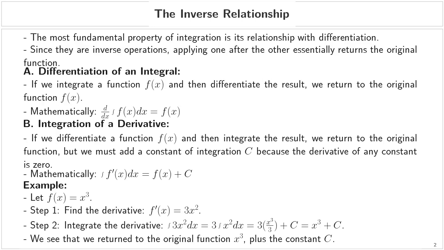Let's solidify this with an example. Let's say our original function, f of x, is x cubed. Step 1, we find the derivative of f of x. The derivative of x cubed is 3x squared. Step 2, now we integrate this derivative, 3x squared. So, we have the integral of 3x squared dx. We can pull the constant 3 outside the integral, giving us 3 times the integral of x squared dx. Using the power rule for integration, the integral of x squared is x cubed divided by 3. So, we have 3 times x cubed divided by 3, which simplifies to x cubed. And crucially, we must add the constant of integration, c. Therefore, the final result is x cubed plus c.